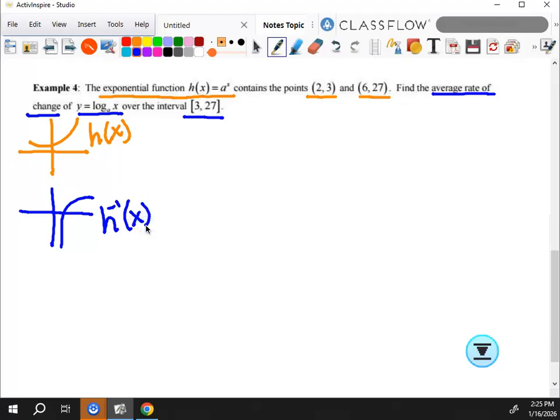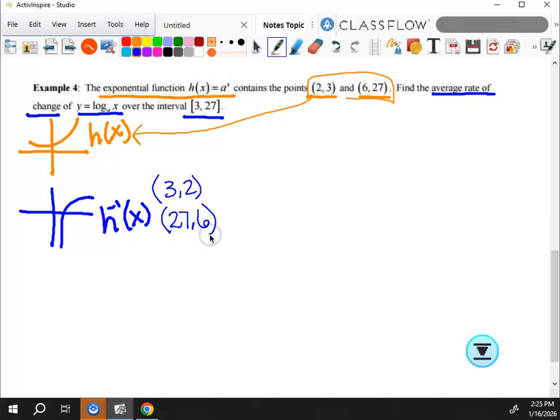Everybody with me on that? So here, these points go with h. Am I going to use those points to find my average rate of change? No, because I don't want the average rate of change of h. What do I want the average rate of change of? H inverse. So what would my ordered pairs be for h inverse? 3, 2, and 27, 6.